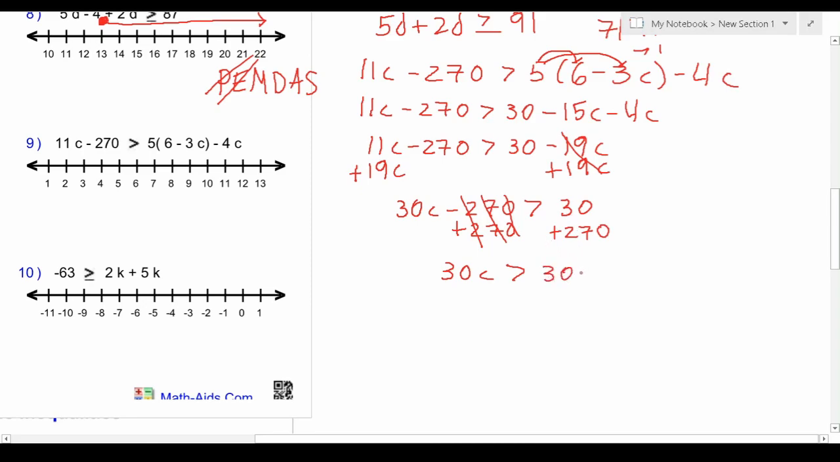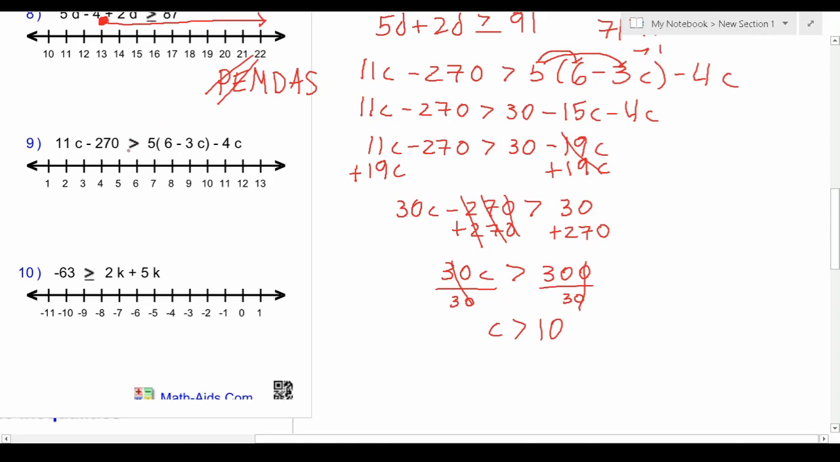Again, to get c by itself, finally, we can divide both sides by 30. That leaves us with c is greater than 300 divided by 30. Again, if we're doing this in our head, we can cross out corresponding zeros. 30 divided by 3, as we should know, is 10. So as we can see, we solved this inequality, and now we just got to plot it on a number line.